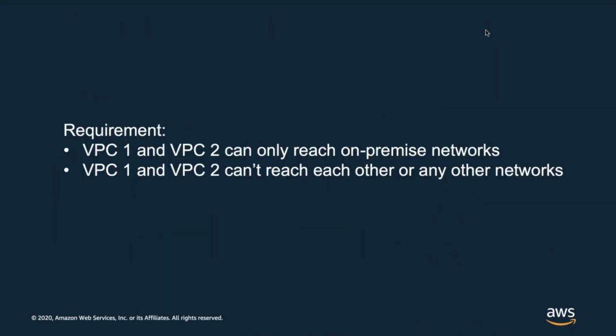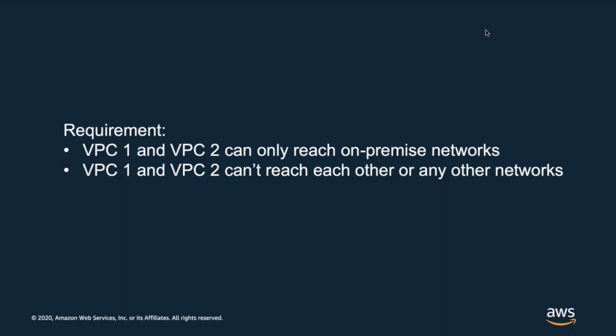So let's say we have a more advanced requirement now. So maybe VPC1 and VPC2, you want to allow them to only communicate with the on-premise networks. You don't want them to be able to reach any other VPCs. You also don't want them to be able to reach each other.